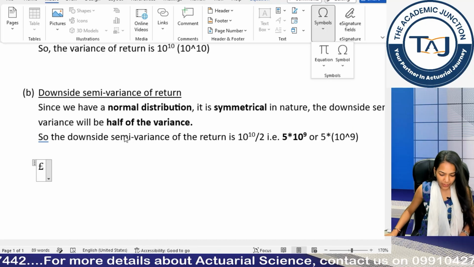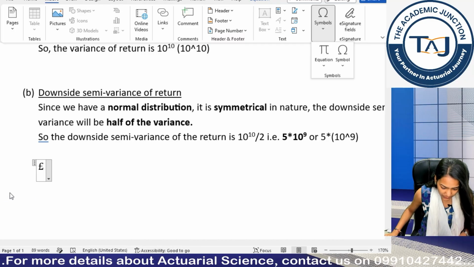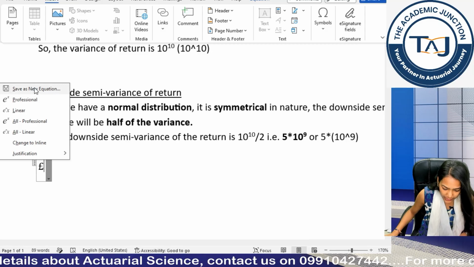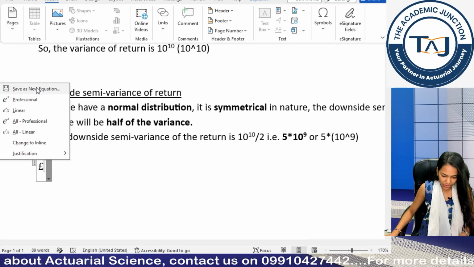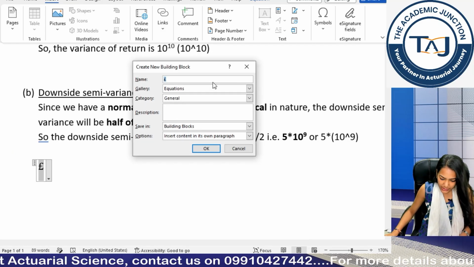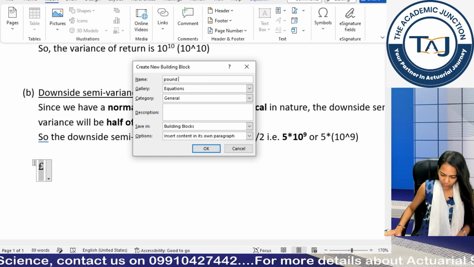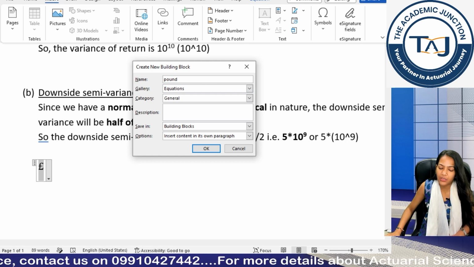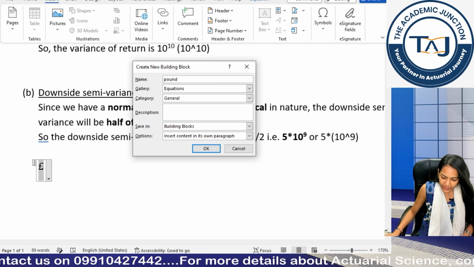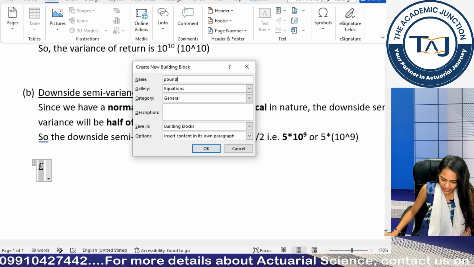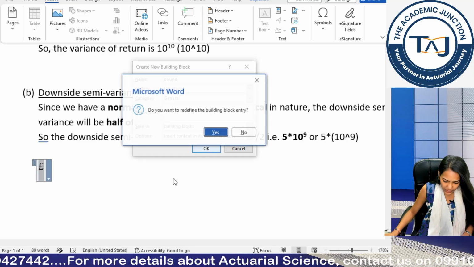Okay. Once this is done, what you can do is click on this short drop down arrow. Now click on save as new equation. Once you click on this, make sure you give a name to this. So let me give it a name, pound. Don't enter the space bar until you want to enter a space. Now make sure you are writing it in insert content in its own paragraph and then click on OK.